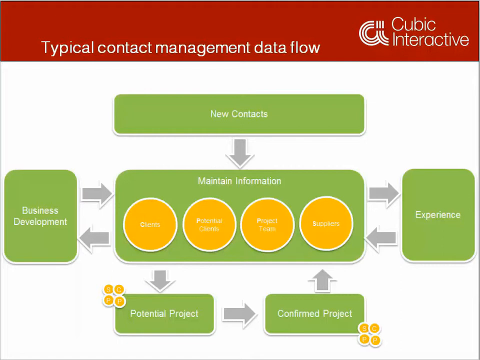So here we have a typical contact management data flow, starting with creating or acquiring new contact information. This is stored with further details such as telephone number, email, company address, and this can cover things like clients, potential clients, project team or suppliers. This information then provides the central store where further details then attach to those contacts and then are used for various parts of the business.